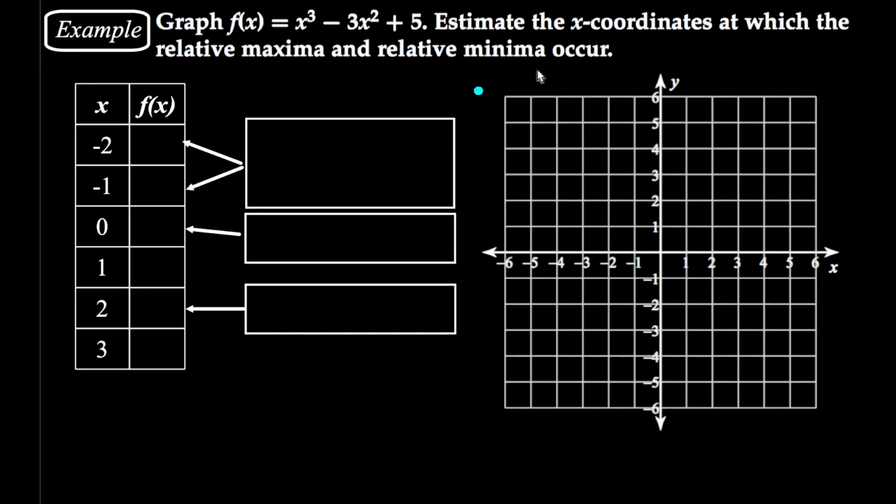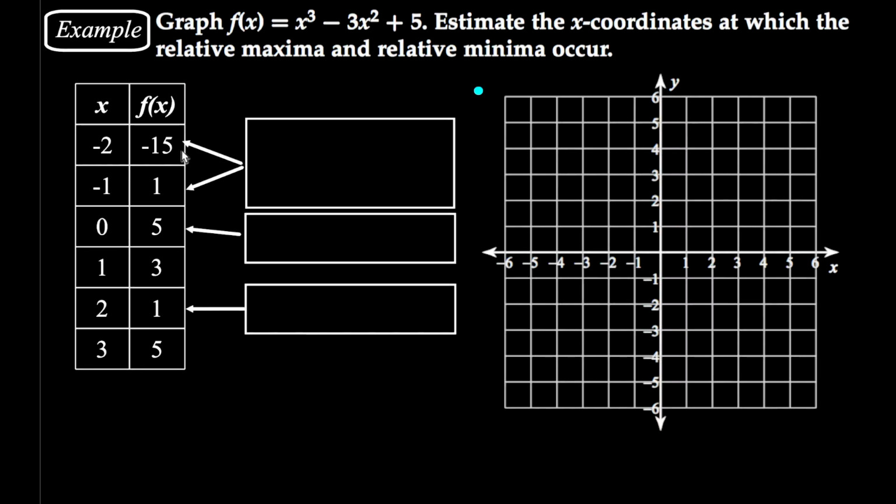So here's what that's going to look like as a problem. It says graph the function, estimate the x coordinates where the relative max and mins occur. So first of all, we want to plug in our values into our function and get the outputs. And then we're going to take a look at those outputs.